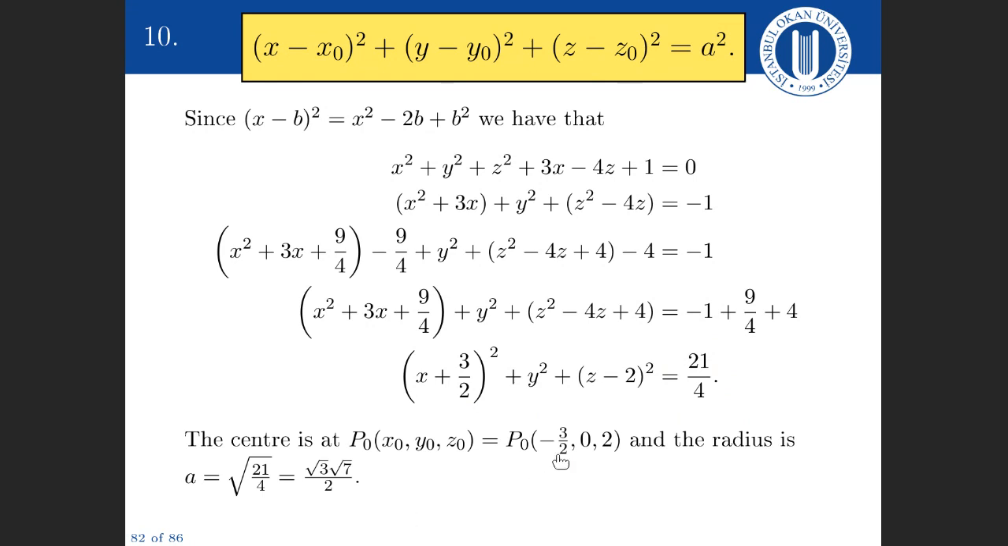So the center must be minus 3 over 2, 0, 2. And the radius must be the square root of 21 over 4, which we can write as root 3, root 7 over 2.